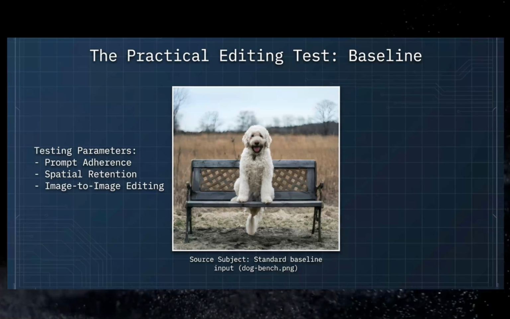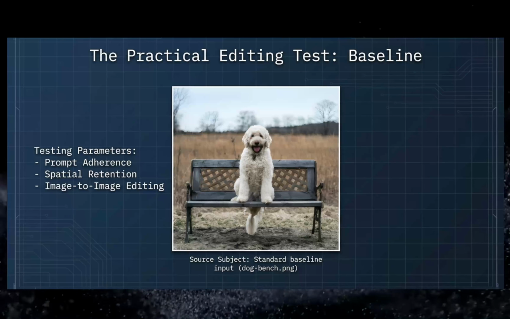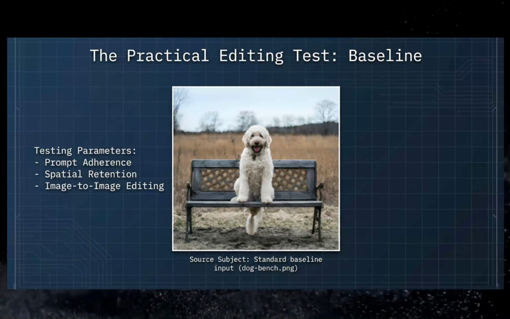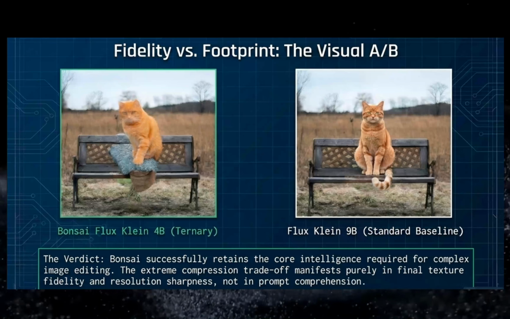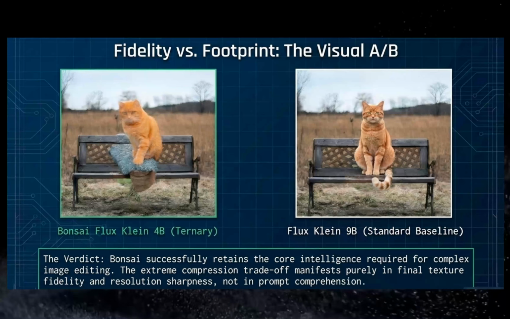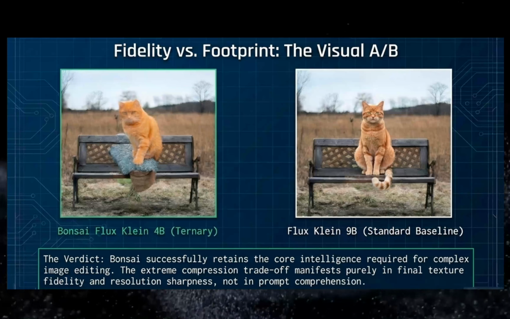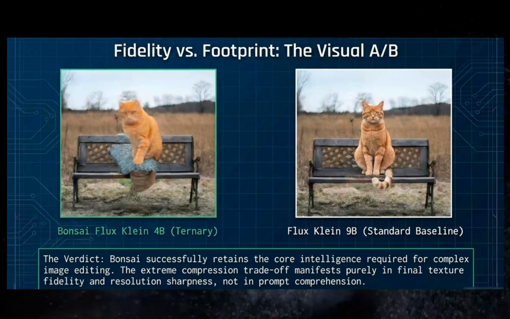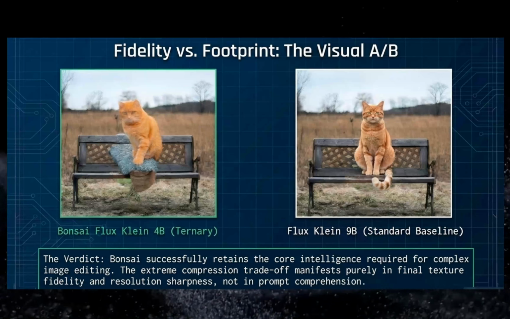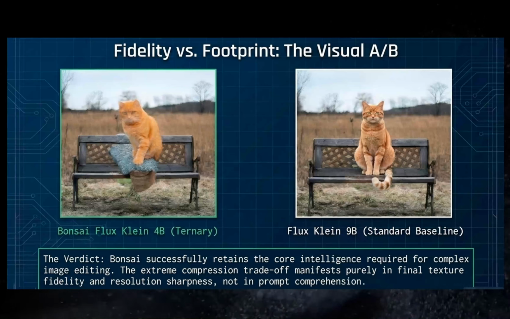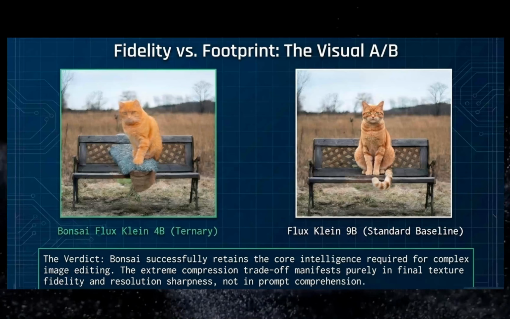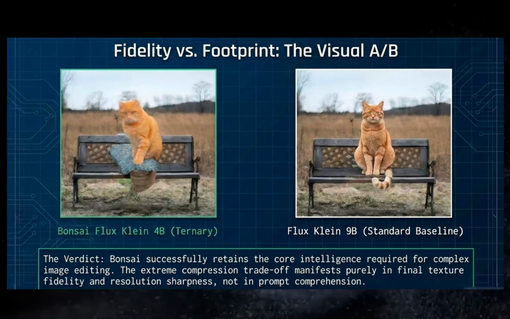So just to show you what it looks like, I'm going to use the dog bench image, and we're going to mask out the dog and ask it to replace it with a cat. And this is what it looks like. So the right hand side is the Flux Klein 9 billion model versus the 4 billion model from Bonsai. And you can see that there are definitely quality differences here. But nevertheless, it is still cool to see that you can do it. And I think the right hand side took roughly 2 times as long as the left hand side.